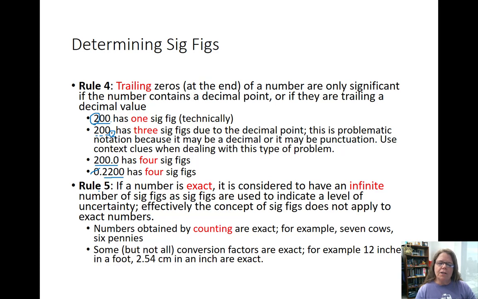Numbers that you get by counting are exact, right? So if you're counting cows in the pasture and there's 7, you know there are exactly 7 cows. There's not 7.2 cows. If you're counting coins laid out on the table, you know there are exactly that many coins, okay? So those are exact. Some conversion factors are exact, like there are exactly 12 inches in a foot. There are exactly 2.54 centimeters in an inch. Those are exact, they're not approximated.